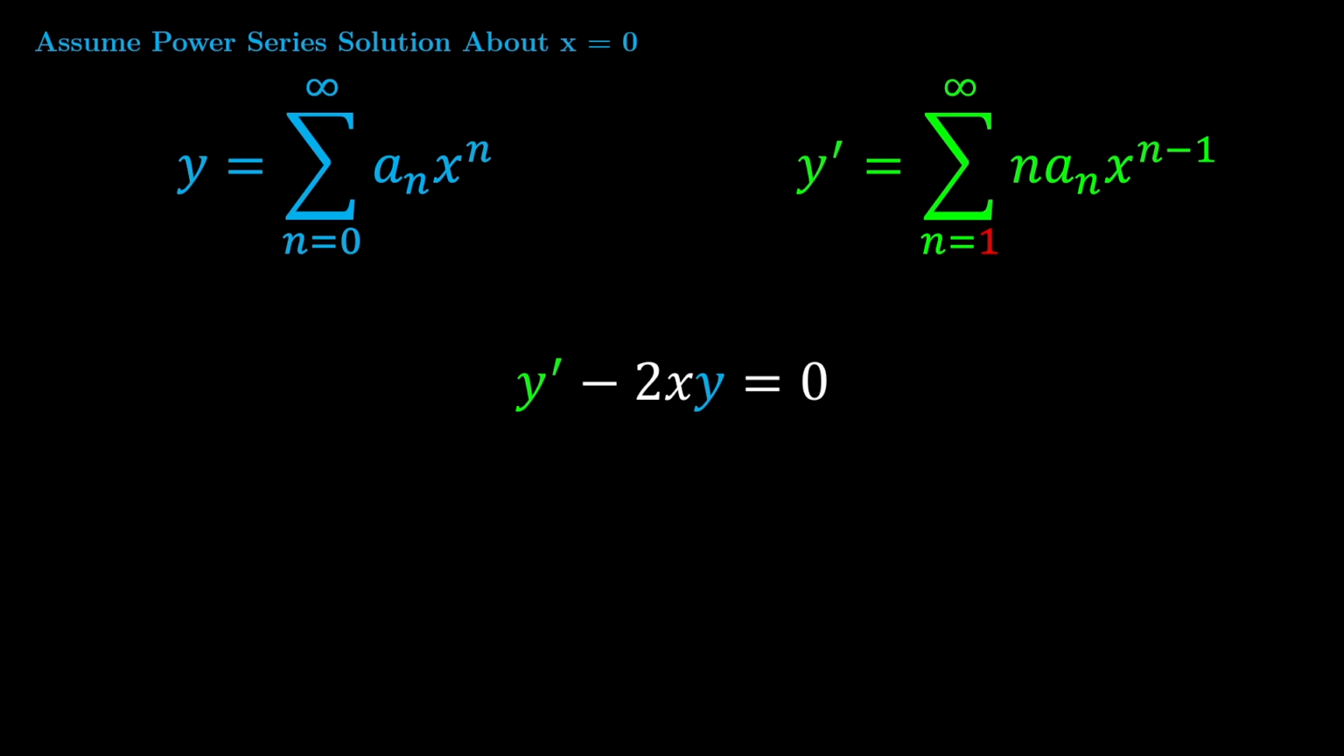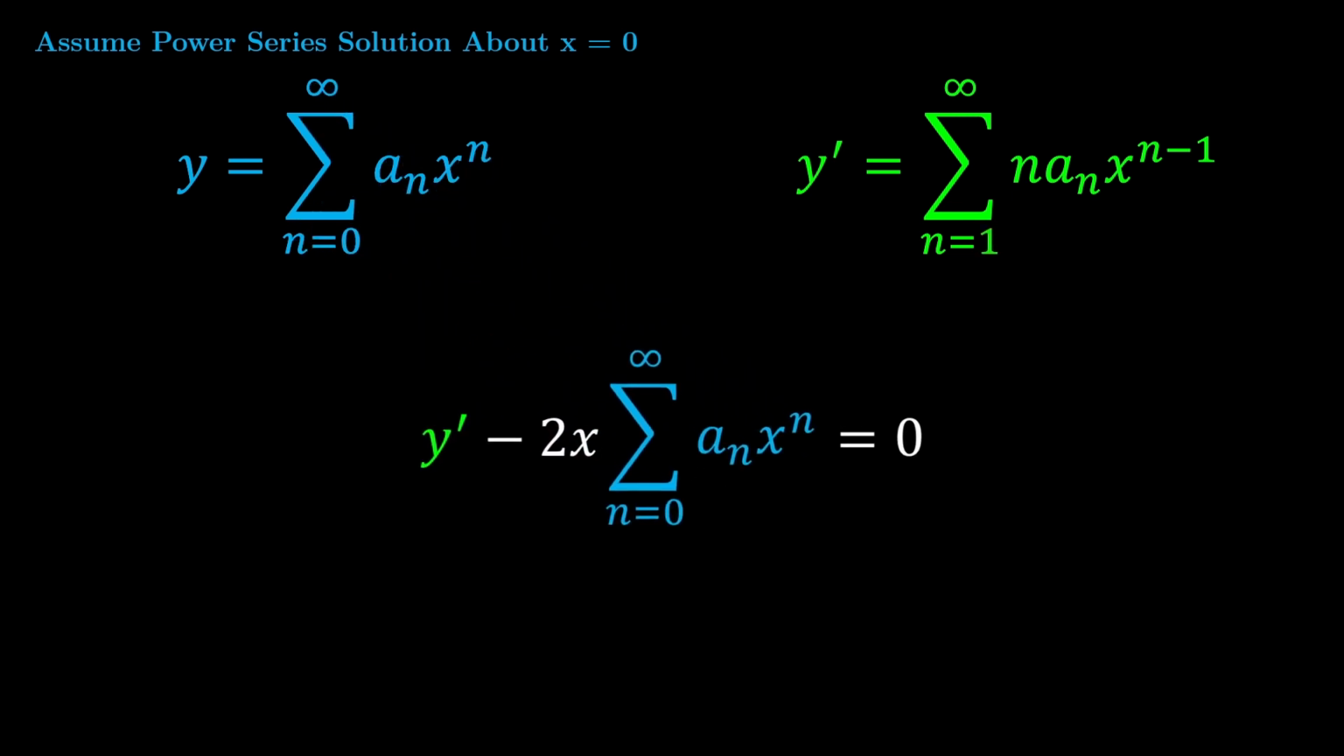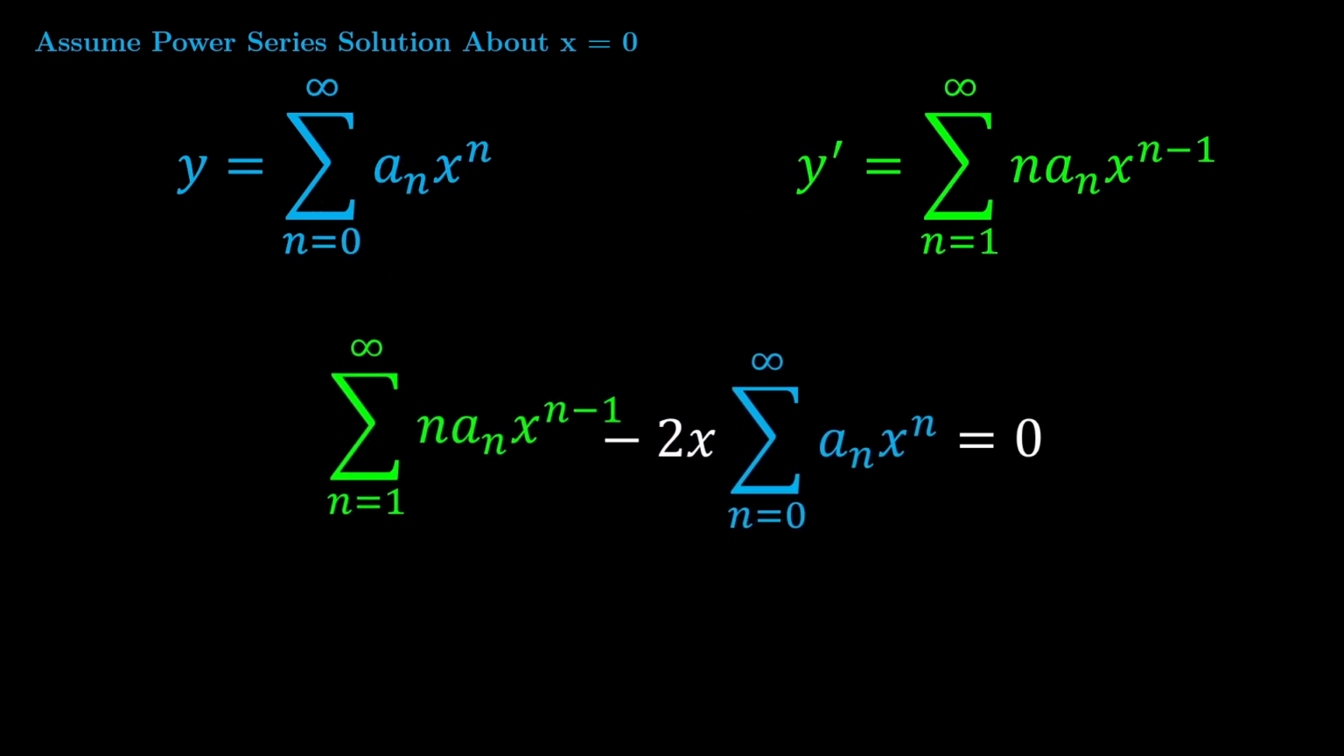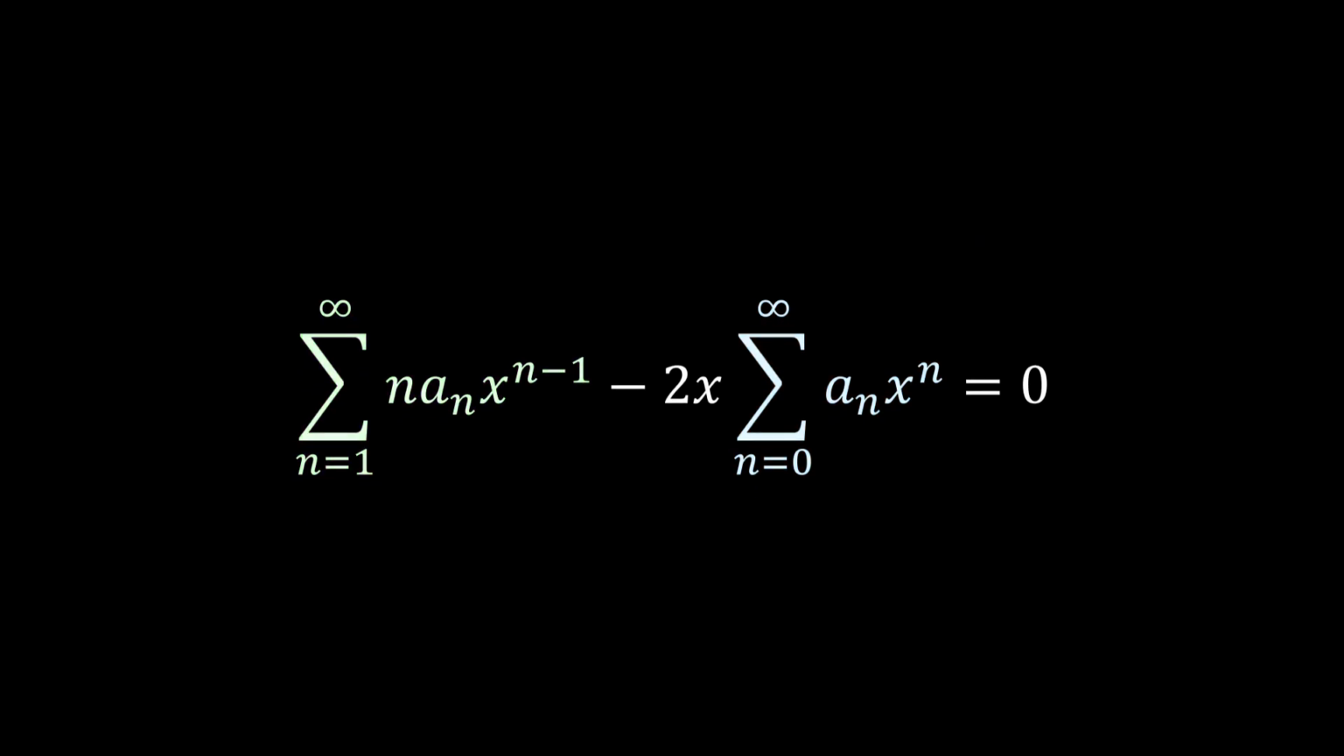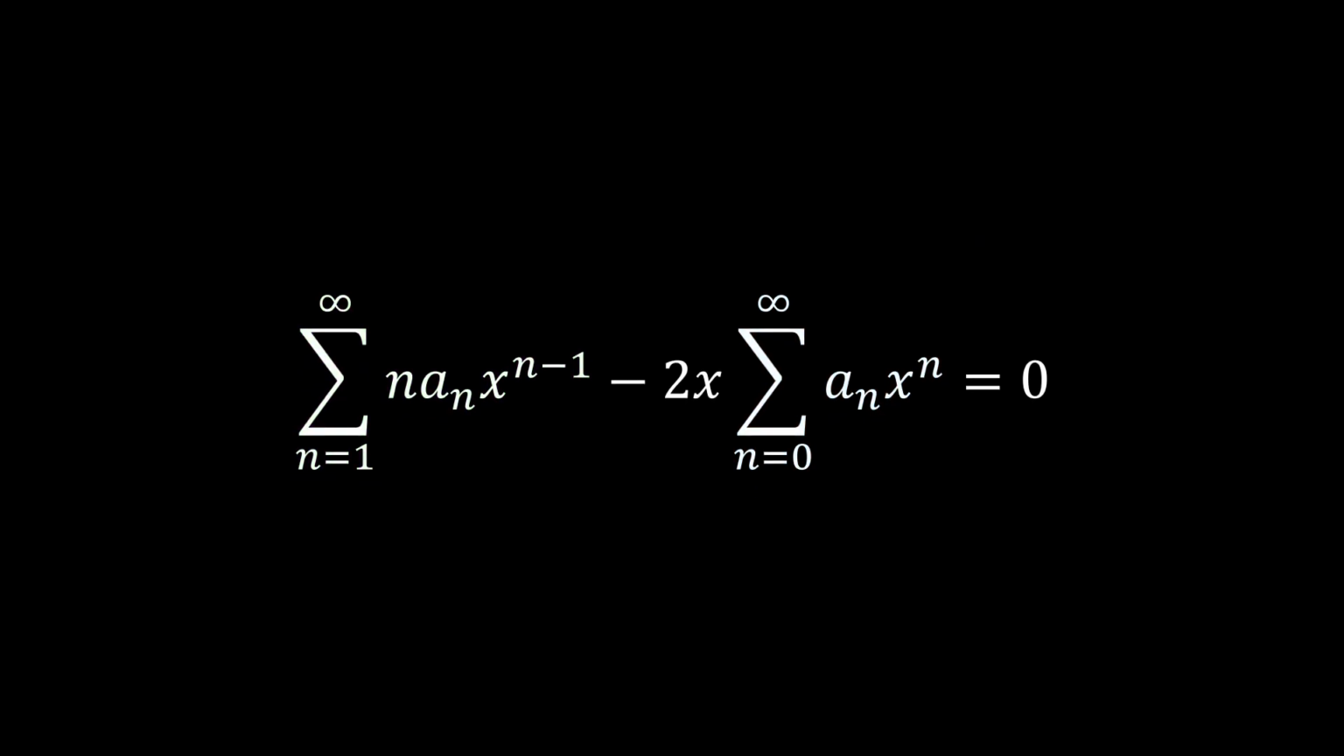Also, it's important to remember that the starting point of the summation on y prime, which is highlighted here in red, has changed from n equals 0 to n equals 1. This is because taking the derivative of y eliminates the first term, since it is just a constant. Therefore, we begin our summation with n equals 1 for y prime. We can now plug y and y prime back into our original ordinary differential equation, and we obtain the following.